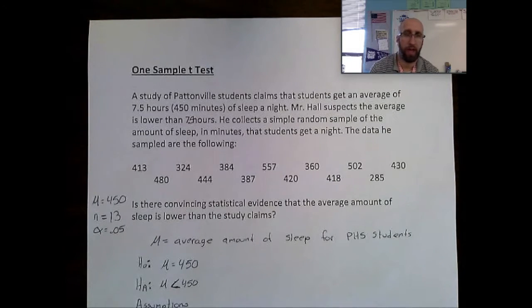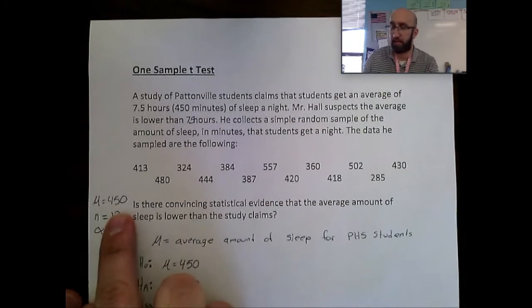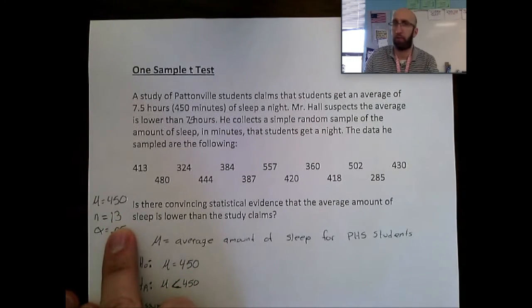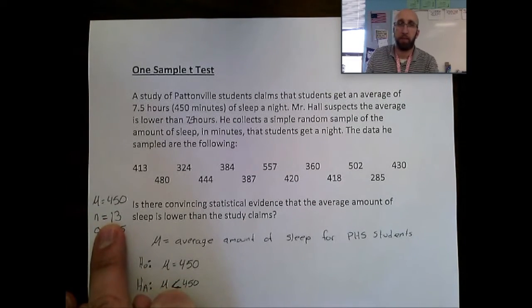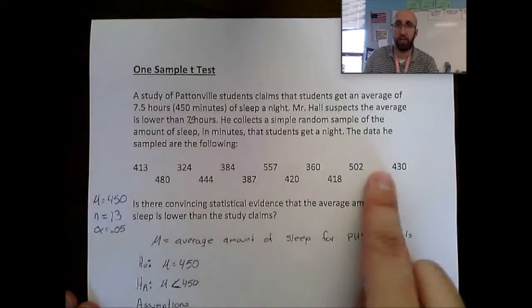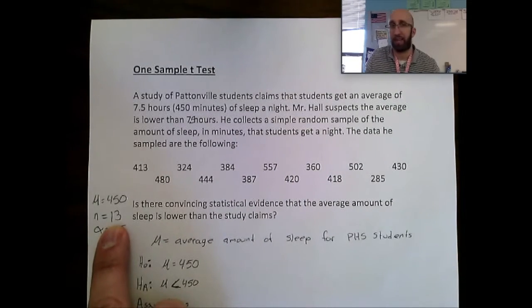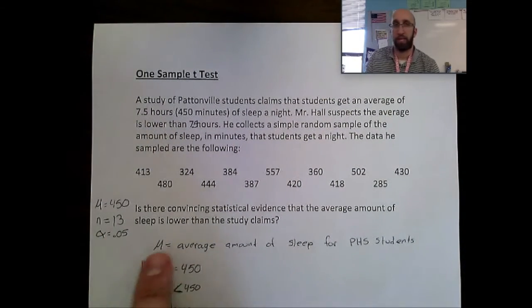So I've already written out this full problem to speed up this video a little bit, but I'll explain what I did in sequential order. The first thing I did is pull out any information I felt was relevant and important. So there's the claim that the population average is 450 minutes, so I know mu is 450. My sample size n is just how many data points I have. There are 13 there, so n is 13.